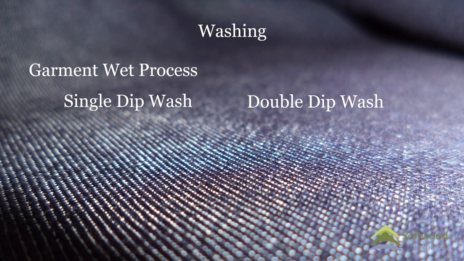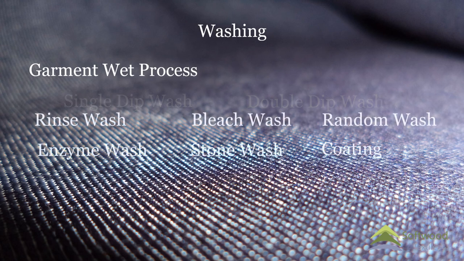There are two types of garment wet processes, single dip and double dip. Single dip washes are simpler washes, such as rinse wash or enzyme wash, in which, after the development of the base, the garment is dried and is sent to the finishing department. Double dip washes are fancy washes, in which, after the development of the base, the garment goes through further washing processes to create the desired effect, such as random wash or coated wash. There are different types of washes, such as rinse, enzyme, bleach, stone used, double stone used, random washes, and garment coating.